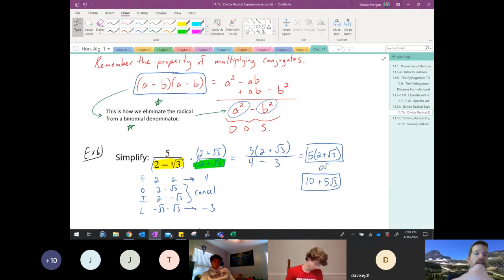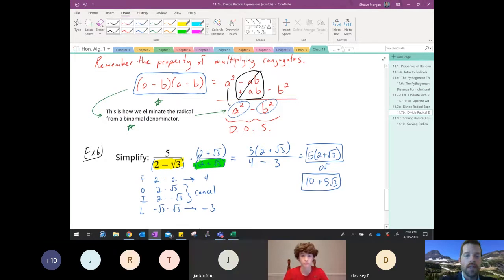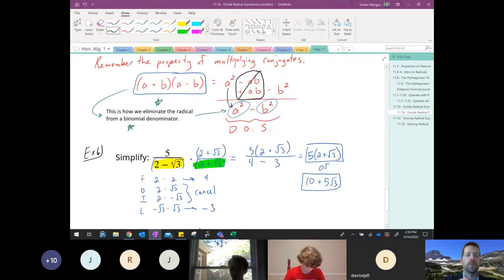Or since they're conjugates, like Cullen told us, you could take the shortcut. You could say, hey, look, the O and the I are always going to cancel each other out when you're multiplying conjugates. So the result is just going to be, hey, square the first one. So in other words, square that 2.